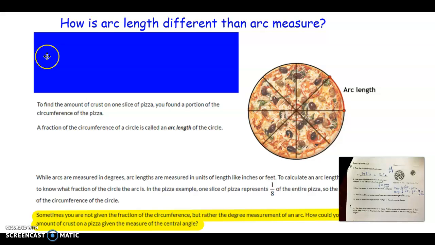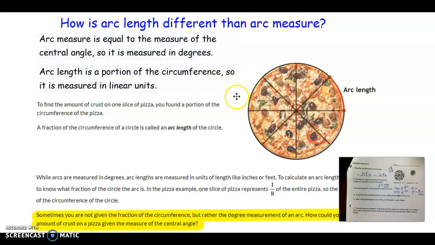So how is arc length different than arc measure? What we just found was arc length, the length of that arc. So remember, arc measure is measured in degrees. When we find the arc measure, we know it is equal in degrees to its central angle that corresponds to it. But arc length is a portion of the circumference. So it's always going to have the same linear unit that your circumference does. So if your circumference is in inches, your arc length will be in inches. So don't confuse the different things of arc measure and arc length. Arc measure is degrees. Arc length is the linear unit.